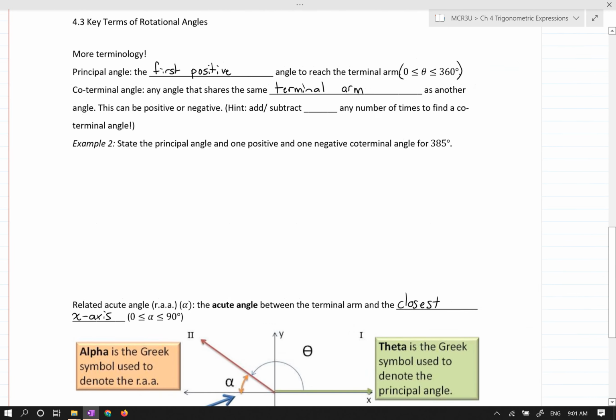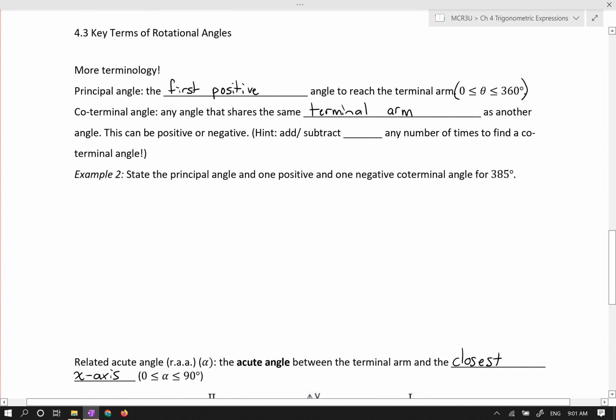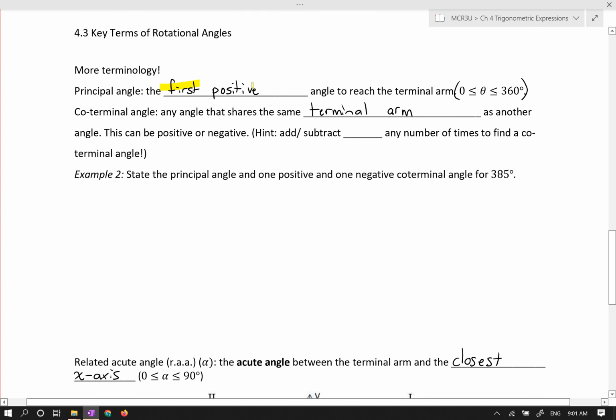Fantastic. Okay. So now let's look at a little bit more terminology. Now that we're getting used to working with these angles, hopefully, a principal angle. A principal angle is the first positive angle, and that's our key, the first angle that's positive to reach the terminal arm. So our principal angle will always be, if it's always positive, then it's going to be greater than 0, greater than or equal to 0.